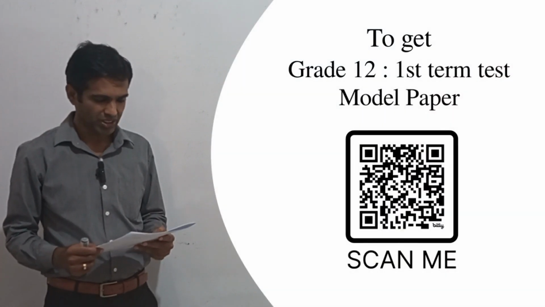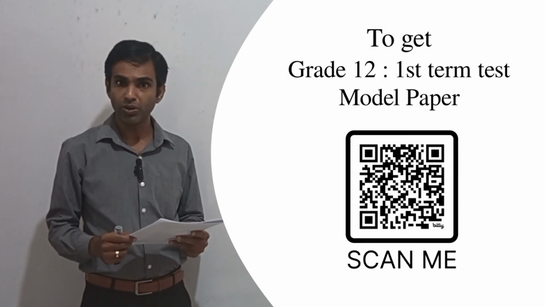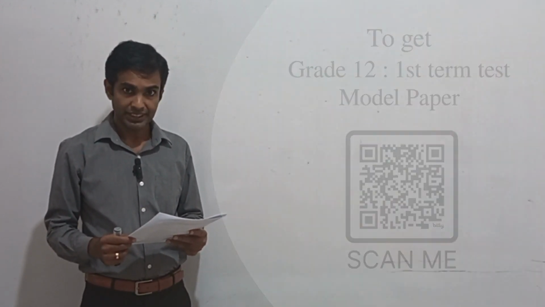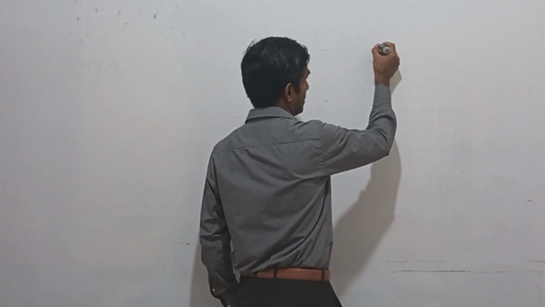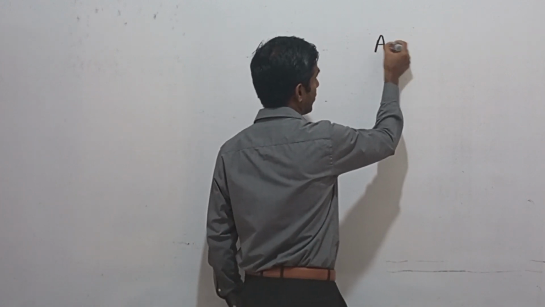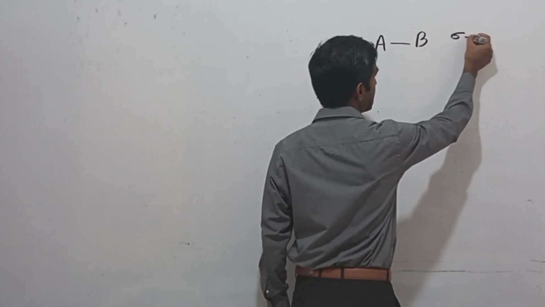Hi everyone, let's consider the third question from the grade 12 first term test model paper. Which one of the following statements is the most accurate about bonds? First statement, if there is a single bond between two atoms, that bond can be a pi bond. It is incorrect. We know that when we consider a single bond between two atoms, that bond must be a sigma bond.